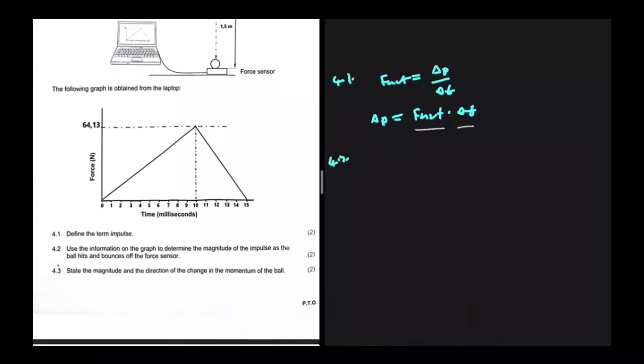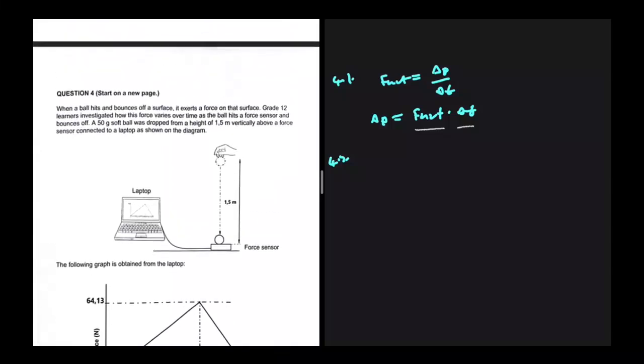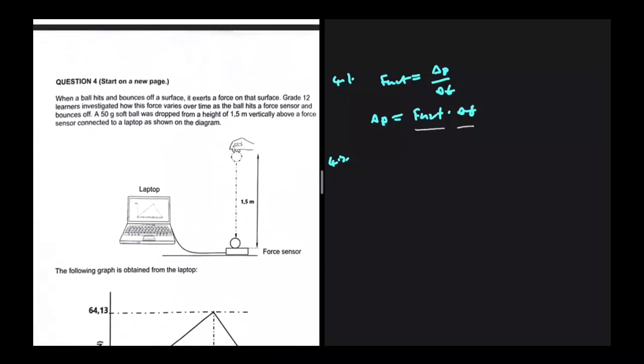Let's go ahead and take a look at 4.2. Use the information on the graph to determine the magnitude of the impulse as the ball hits and bounces off the force sensor. Right, let's go through our question statement and see what is going on. When a ball hits and bounces off a surface, it exerts a force on that surface. Grade 12 learners investigated how this force varies over time as the ball hits a force sensor and bounces off. A 50-gram soft ball was dropped from a height of 1.5 meters vertically above a force sensor connected to a laptop as shown on the diagram.